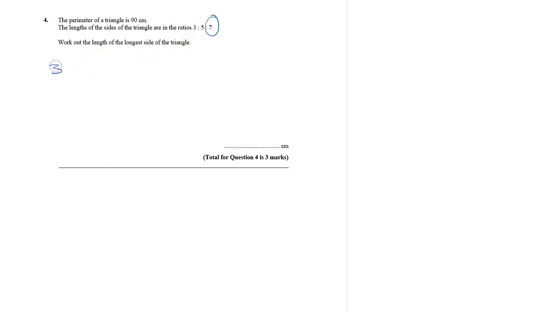So if we start by doing 3 plus 5 plus 7, that is equal to 15. That means there are 15 parts to this ratio altogether. If we do 90 divided by 15, we can work out what one part is worth. 90 divided by 15 is 6. And then to work out the longest side, we would do 6 times 7, which is 42.